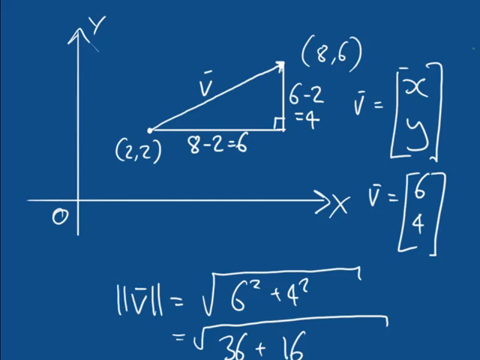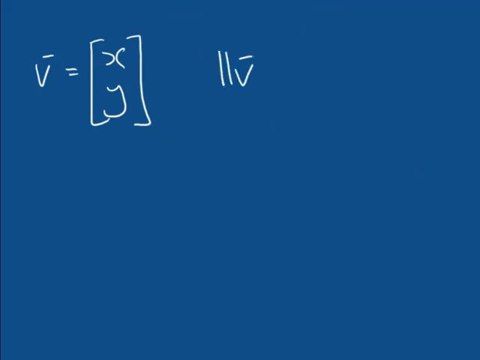So getting back on track, we've seen how we can find the magnitude of a vector, and we've seen that very simply, if we have a vector given by x and y, we can find the magnitude of that vector, which is equal to the length of that vector, as the square root of x squared plus y squared.